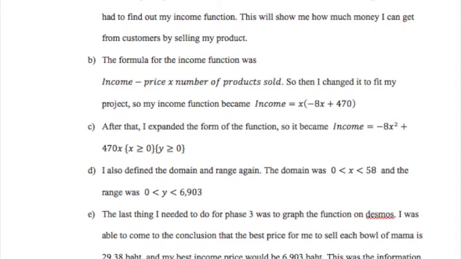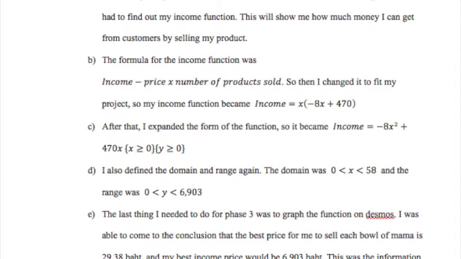So previously we have already found out our demand function, our cost function, and now it is our income function. This will show me how much money I can get from the customer by selling my product. That's what the income function shows. The formula for the income function is income equals price times the number of products sold. I took that formula and changed it to fit my project.